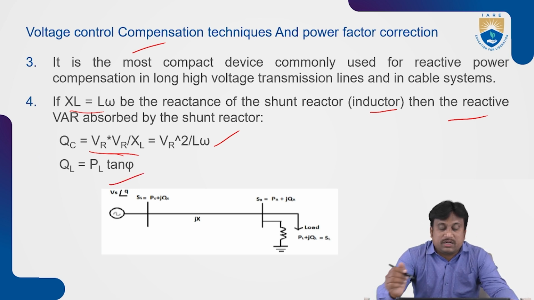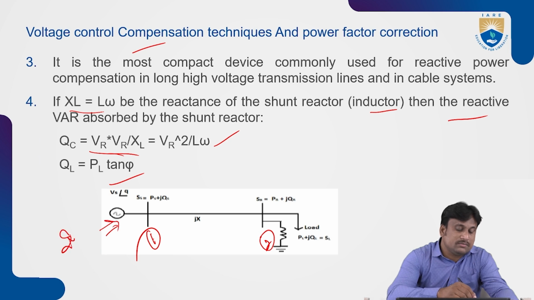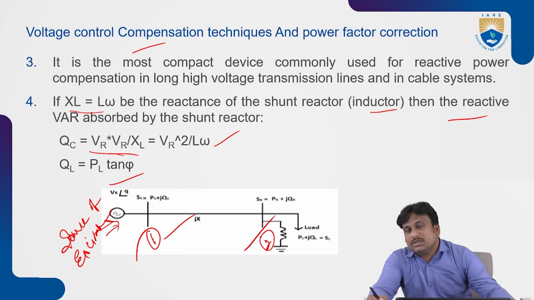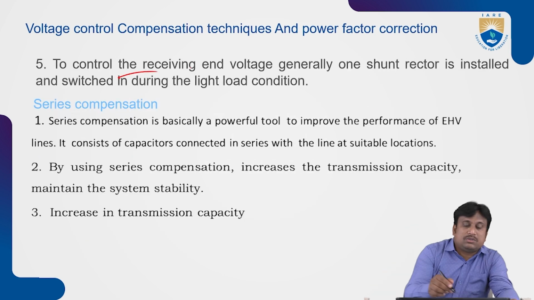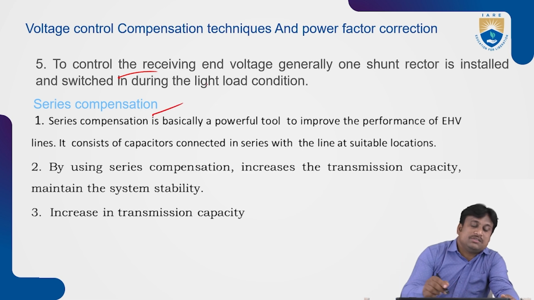This combination is again treated with the two bus system, bus 1 and bus 2. This is bus 2, this is bus 1. This is the source of excitation. With these two combinations of 1 and 2, the whole two bus system exists. To control the receiving end voltage, usually one shunt reactor is installed and switched in during light load conditions. Now coming to the series compensation strategy.